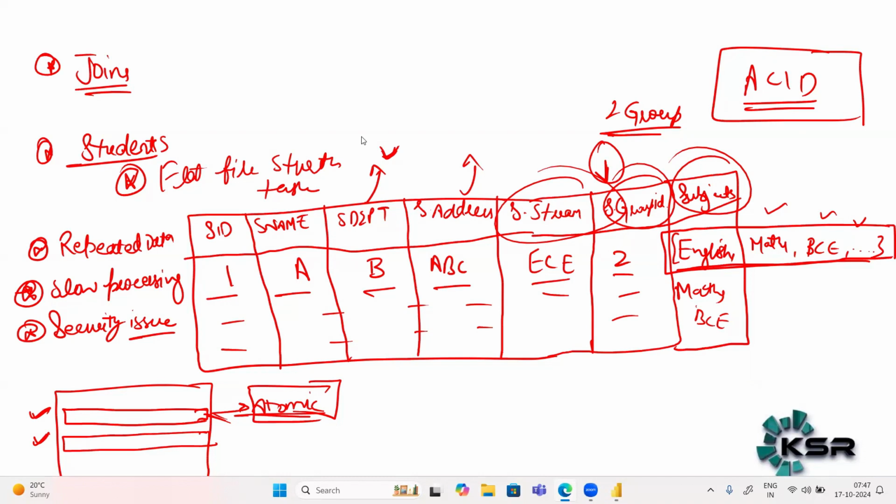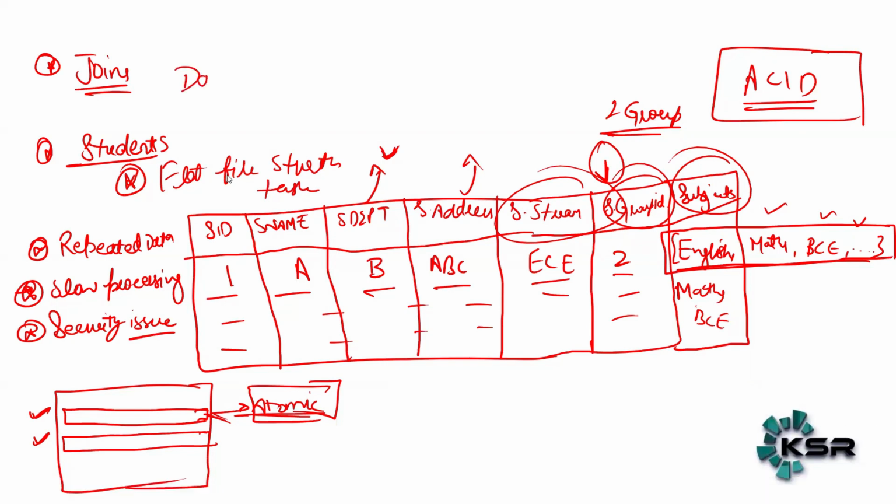ACID properties come under T-SQL, right? Yes, any SQL, any database basically. You can say these are the kind of principles that a database should follow. So atomicity, consistency, isolation and durability. Let me go to another page. ACID: A stands for atomicity.